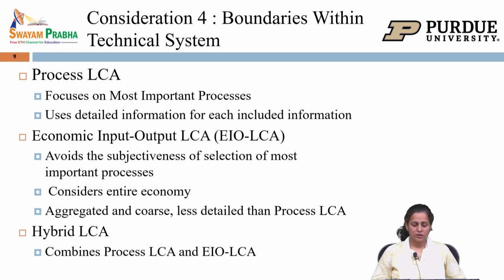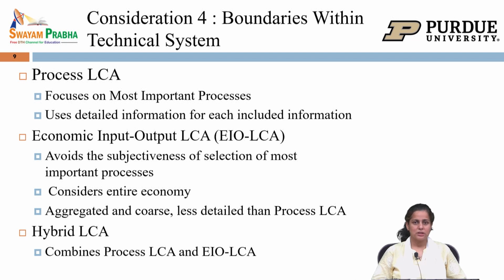Consideration 4 is boundaries within the technical system. This is where we will focus a lot in this course. We will go through the computational structure of process LCA and economic input-output LCA. What is process LCA? Process LCA, simply stated, focuses on the most important processes, and we use the detailed information for each process in the calculation of the life cycle environmental or economic impact for that particular product life cycle. Processes are based on the manufacturing processes or chemical processes or any other processes that are involved. However, it does not take into account all the other upstream or downstream processes. Hence, it is not comprehensive.